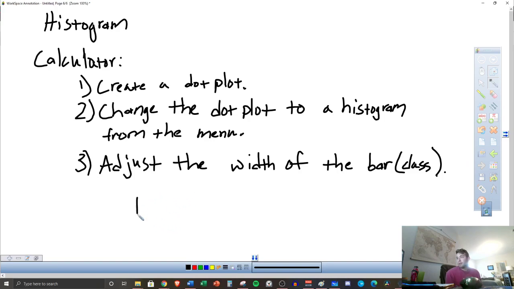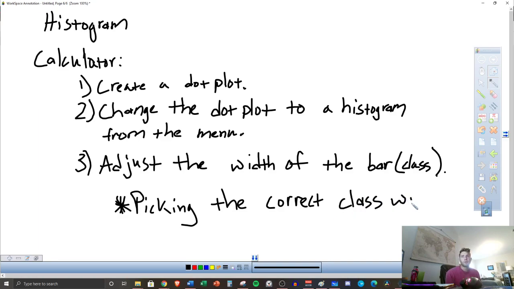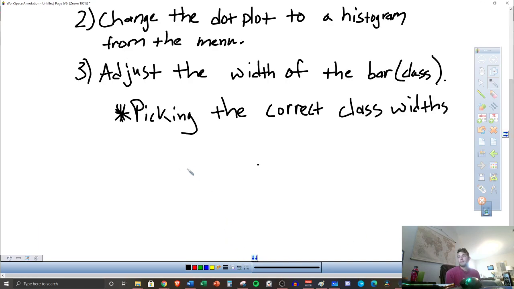So this is how we do it. We're going to say picking, put a little star there, picking the correct class widths. This is important for the test. So first off, you need the number of classes. How many bars should exist? That's really what we're trying to say. How many classes exist? We're going to say the number of classes is equal to square root of n. Okay, square root of n.